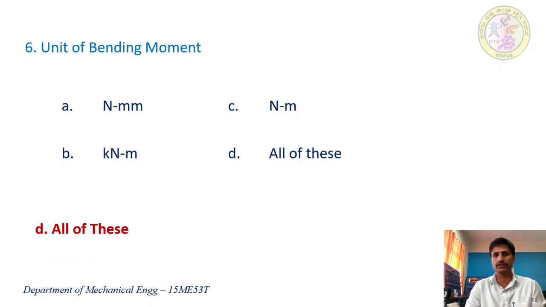Next MCQ is, unit of bending moment is. Answers are Newton millimeter, kilonewton millimeter, Newton meter. Please give your answer. The right answer is all of this. So we can use Newton millimeter, kilonewton meter or Newton meter as a unit for bending moment.